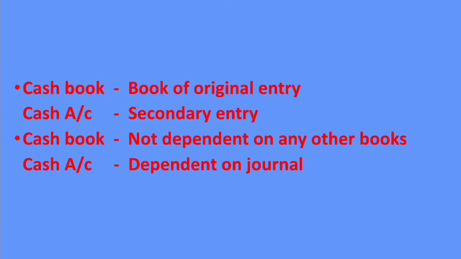Cash book is the book of original entry. Here the cash transactions are recorded for the first time. But in a cash account, we are posting the entries from journal, so it is the secondary entry here. So, we can say that cash book is not dependent on any other books, but a cash account is dependent on journal.